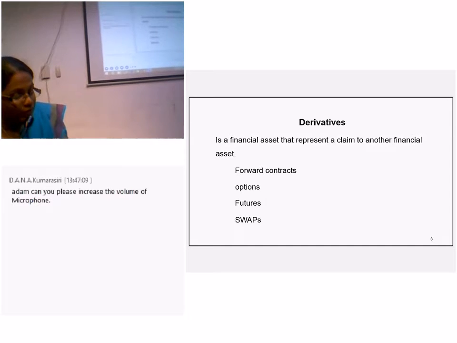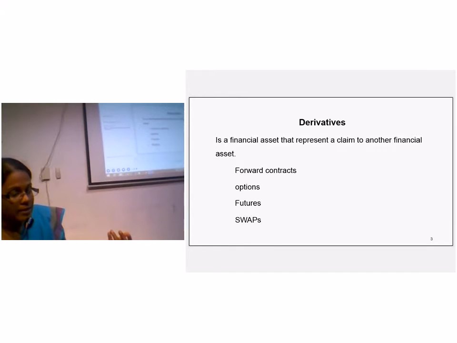Now, if you think about a forward contract, let's say person A is entering into a forward contract with B to deliver some goods on a specific date in future, and B has to deliver money. This forward contract is a financial asset, a claim to another financial asset. One is delivering goods and the other one is delivering money. So that's why it is a financial asset that represents a claim to another financial asset.